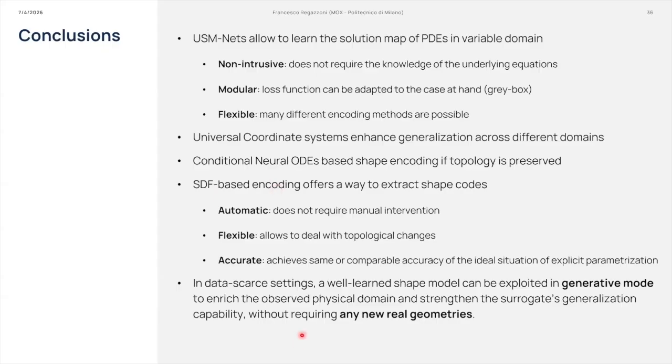And finally, in the cardiac modeling test case, I've shown you that in a situation of data scarcity, we can leverage a well-trained shape model in a generative way to enrich the observed physical domain and to have a stronger observational bias to improve the generalization capabilities of the surrogate model. And this was done, I say it once more, without introducing new real geometries, but just using a well-trained shape model.